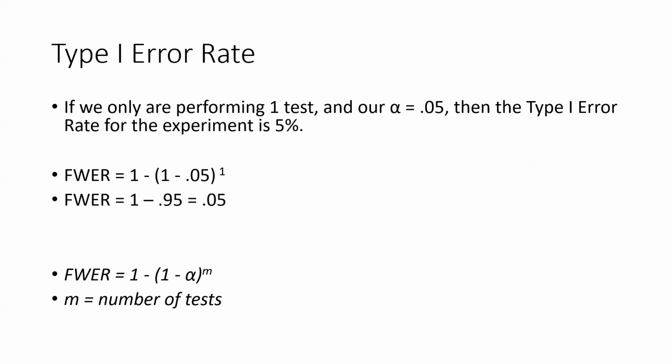That is the percent potential of committing a type 1 error. And it makes sense, really. Our alpha value is 0.05. Our type 1 error rate is 5%.